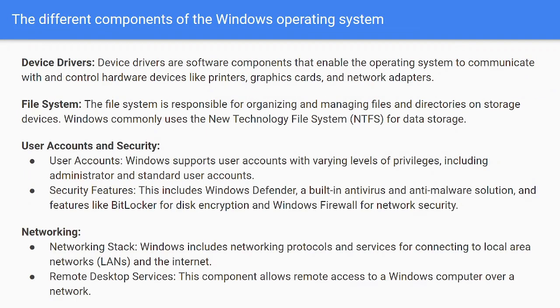So what are the different components of the Windows operating system? We have the device drivers. We talked about this. This is the driver that enables the operating system to communicate with and control hardware devices such as printers, the graphics card, and network adapters. We have the file system. The file system is responsible for organizing and managing files and directories on the storage device. Windows makes use of the New Technology File System, NTFS, for storage.